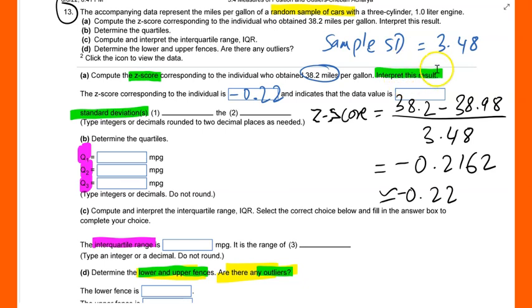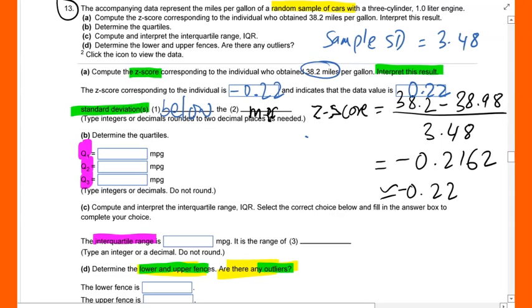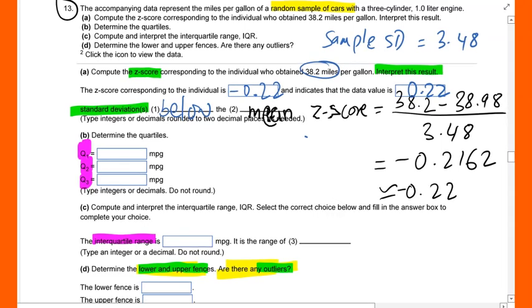And you have to interpret that z-score. A z-score of negative 0.22 indicates that the data value is 0.22 standard deviation below the mean. Below the mean. Let me write it properly. In other words, that data value 38.2 miles per gallon is 0.22 standard deviation below the mean.